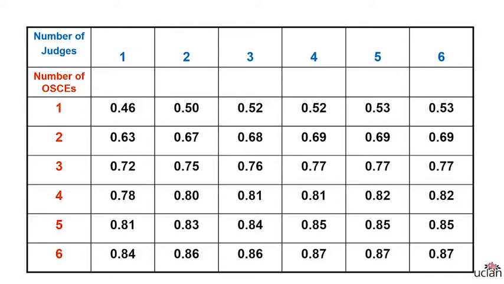However, if we look at the impact of increasing the number of stations, then we can see that this is dramatic by comparison. Going to 2 stations, each with 1 judge, there has been a significant jump in the overall reliability. And each time we add a station, 3 stations, 4 stations, 5 stations, 6 stations, then the reliability increases. By the time we get to 3 stations, we've passed the 0.7 mark. By the time we get to 5 stations, we've passed the 0.8 mark.